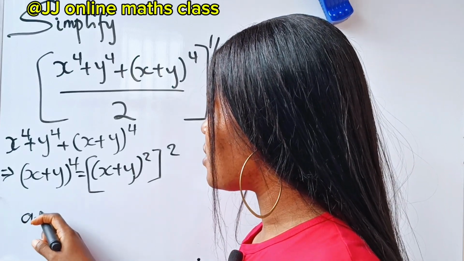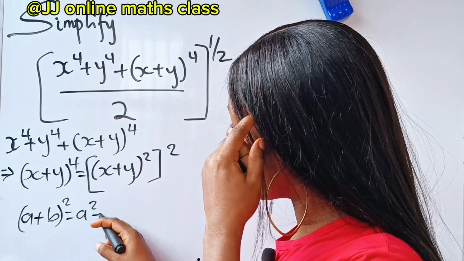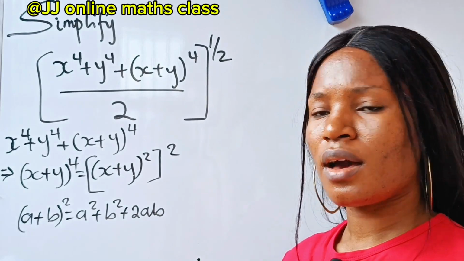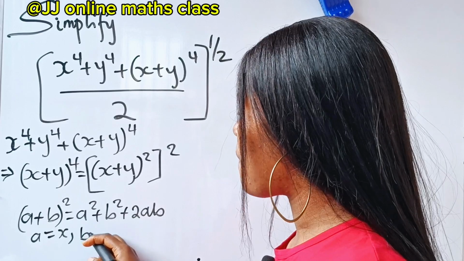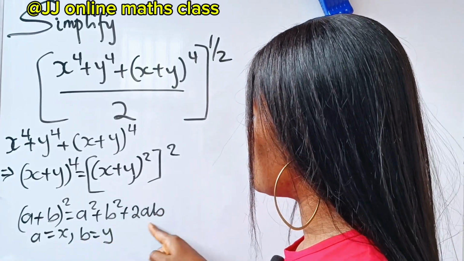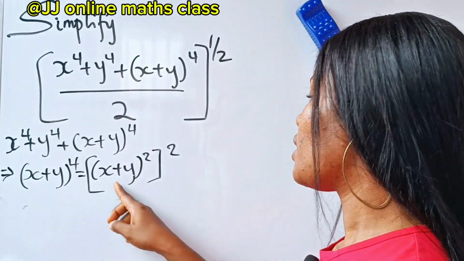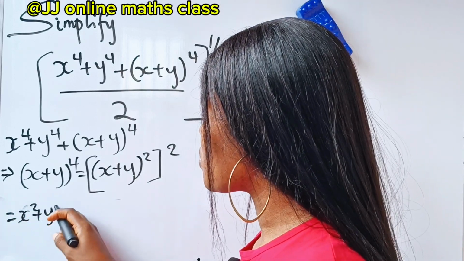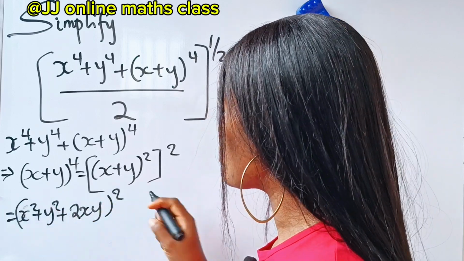Now, we are going to concentrate on this, the algebraic identity for (x plus y) squared. According to the algebraic identity, (a plus b) all squared is what? a squared plus b squared plus 2ab. Yeah. So in this case, our a is equal to x and our b is equal to y. So if we substitute this into this particular equation, this becomes x squared plus y squared plus 2xy, all squared.